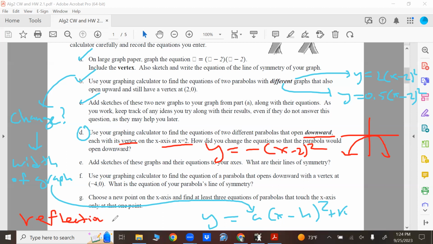And I'll be more explicit. A reflection about the x-axis. And that happens when a is negative. When a is negative, that causes it to flip over the x-axis. But more formally, you say reflect. Don't say flip, it's not as sophisticated. We want to say reflect. It reflects about the x-axis. And you have to specify about what axis, because you can flip about the y-axis. Now that's a different thing, which we won't talk about today.